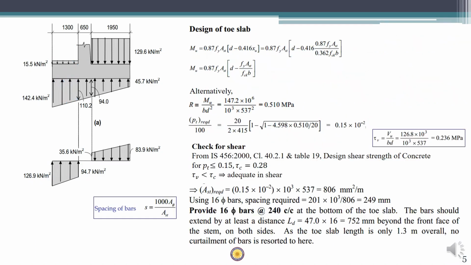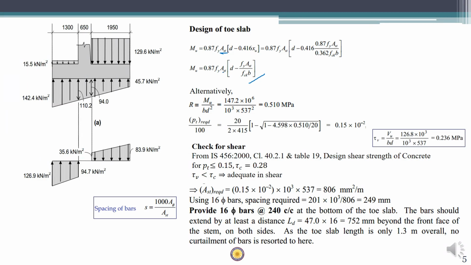So once we have the value of Mu, all we need to find out is AST, or area of steel required. We can use the basic formula Mu is equal to 0.875 AST into d minus 0.416 Xu. Substituting the value of Xu, we get the final equation for finding Mu: 0.875 AST into d minus Fy into AST divided by fck b. So here the only unknown is AST.